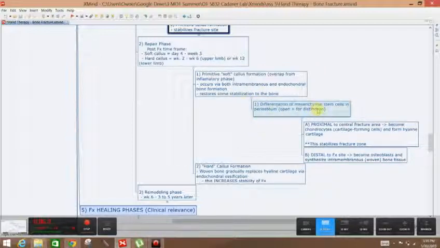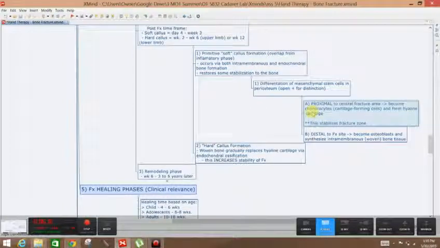And there's a differentiation of the stem cells. At the proximal end of the fracture line, basically the middle of the fracture, there will be chondrocytes, which form the hyaline cartilage, and that helps stabilize the fracture. And then at the distal ends, basically out the ends of the bone fragment areas, they become osteoblasts and synthesize the intramembranous woven bone.